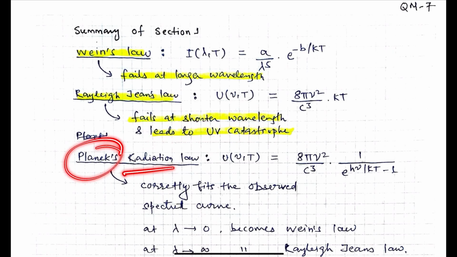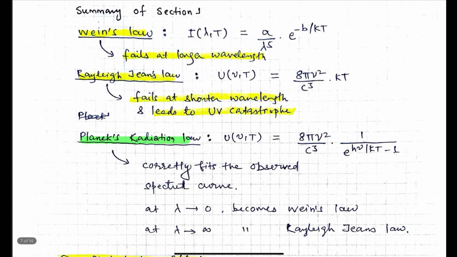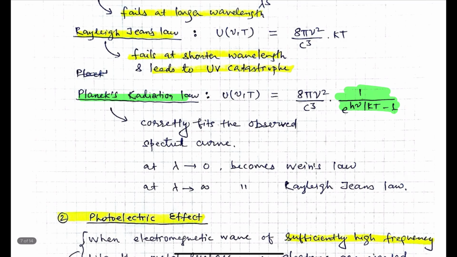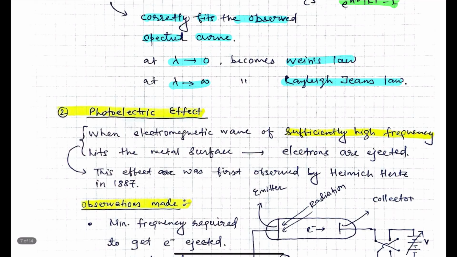And then we have finally Planck's radiation law, the ultimate success. It is a function of frequency and temperature, but the average energy has a different form. It correctly fits the observed spectral curve. At lambda tending to 0, it becomes Wien's law. At lambda tending to infinity, it becomes Rayleigh-Jeans law. So this was the first topic which we completed today. Now we are going to complete the second topic. Let us meet in the second part.